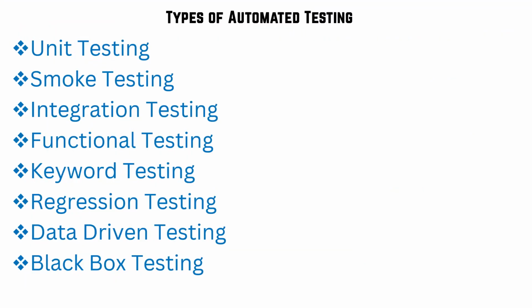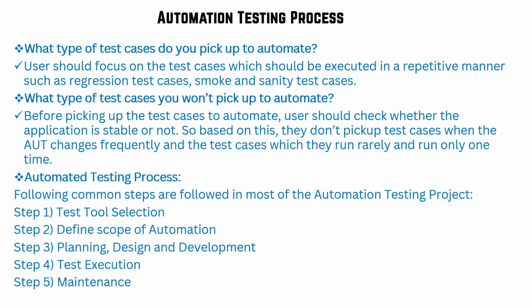What are the types of testing that any automation tool can support, especially when we are working with Selenium, Playwright, or another tool? Unit testing, which developers sometimes do, smoke testing, integration, functional, keyword-driven testing, regression, data-driven, and black box testing, primarily. Okay, the automation testing process.